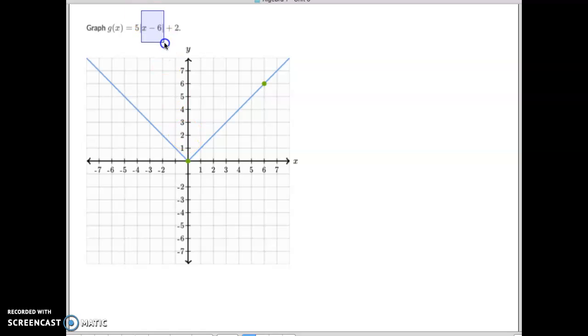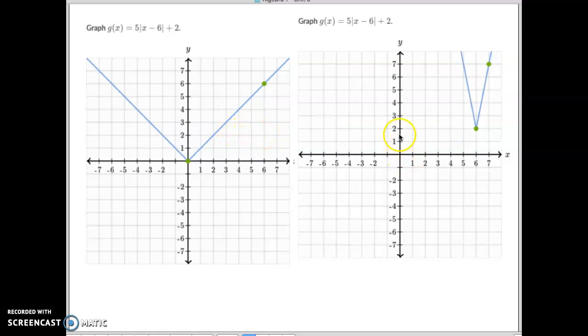Then, how do you cancel a negative 6 on the inside? You cancel it with a positive 6, so it will move in the positive direction. 1, 2, 3, 4, 5, 6. So let's see what that looks like. Up 2 over 6, so it's right here is where the vertex goes, or the bottom point.